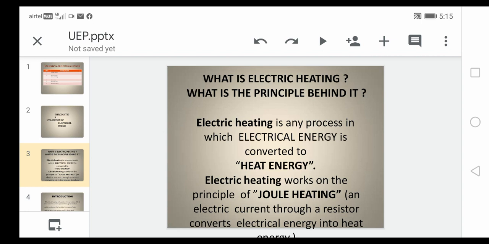Electric heating is a process in which electrical energy is converted into heat energy. That means here we are converting electrical energy into heat energy. Electric heating works on the principle of Joule heating. Joule heating means that whenever current flows through a resistor, it converts electrical energy into heat energy.